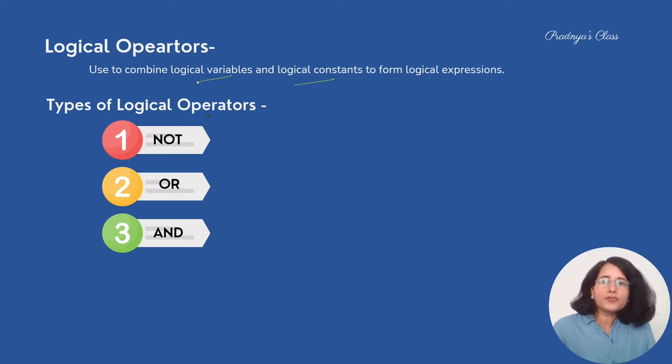Logical operators are used to combine logical variables and logical constants. What are logical variables? We can take any name like x, y, z. And what are the logical constants? We have to work only on 0 and 1 in Boolean logic. And logical operators operate on variables and these constants. So there are three types of logical operators. First is NOT, second is OR, and the third one is AND. Let's study these operators in detail.